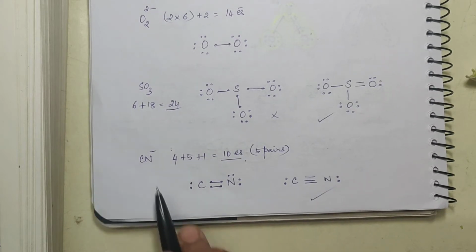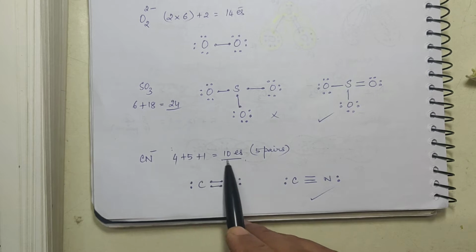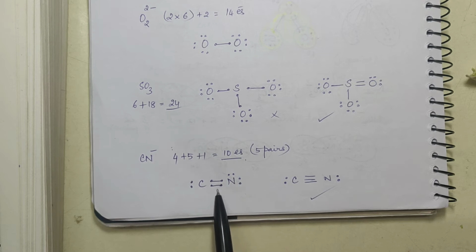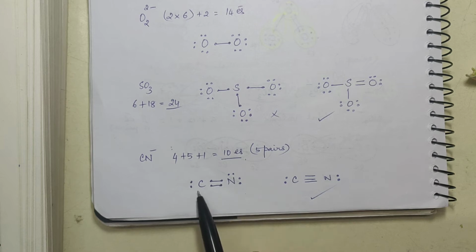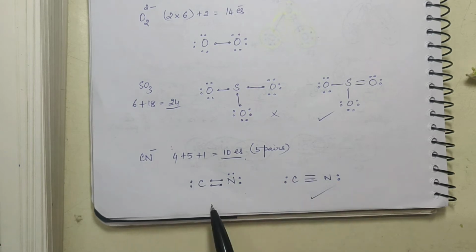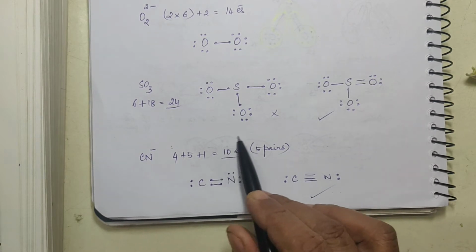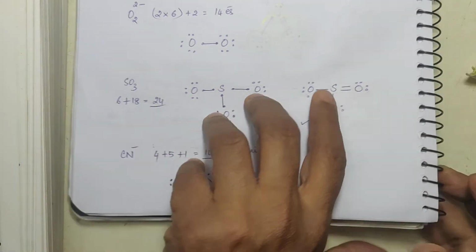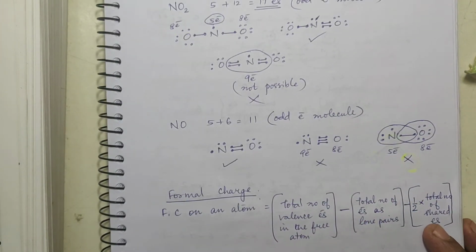Same way, cyanide. Okay, 4 plus 5 plus 1. So 10 electrons. So how do you express this? If you put a double bond, it is not satisfied because 2, 4, 6, 8. Nitrogen is satisfied, but around carbon, 2, 4, 6. Only 6 are there. 8 is not there, right? So this is wrong. So this will have 8 electrons around each, and it is maintaining the 10 electrons also. 2, 4, 6, 8, 10. Right? Okay. So this is your Lewis structure.